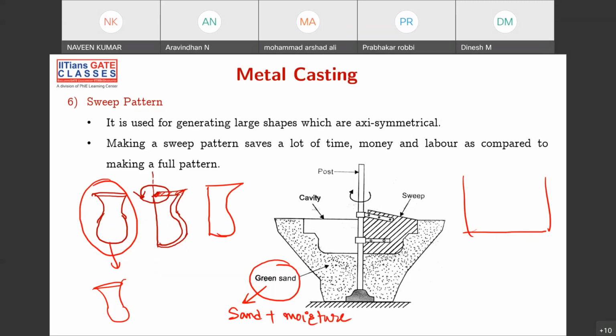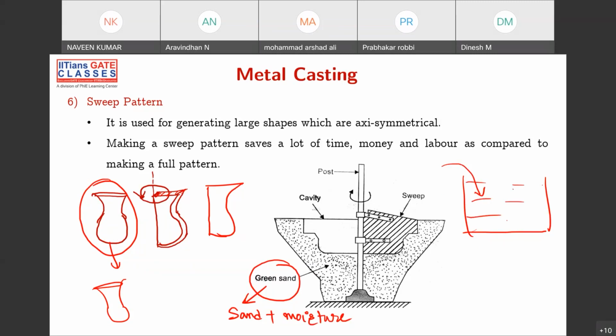So if somebody is saying it is green, it means the sand consists of a good amount of moisture. Okay, it's wet in nature. Wet in the sense it's not fully wet. Some kind of water is added to it. Because of that, the sand is in a moist state, and that is known as green sand. Okay, so you add some green sand into the pit.